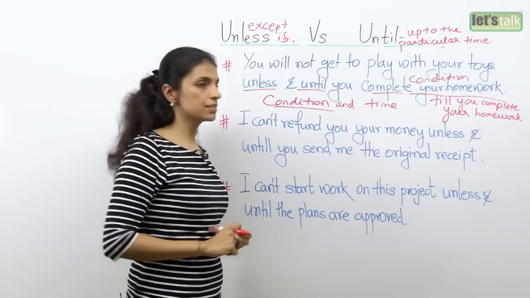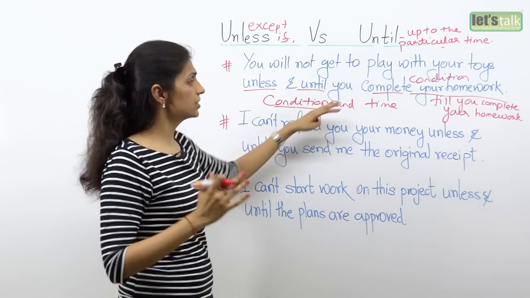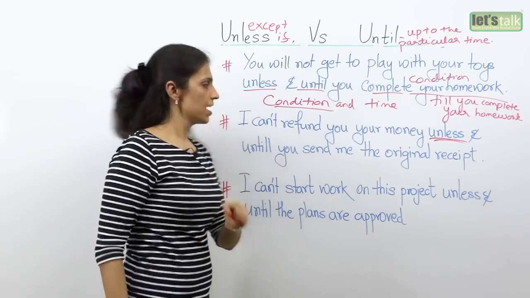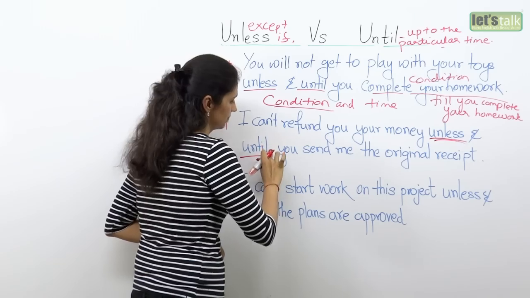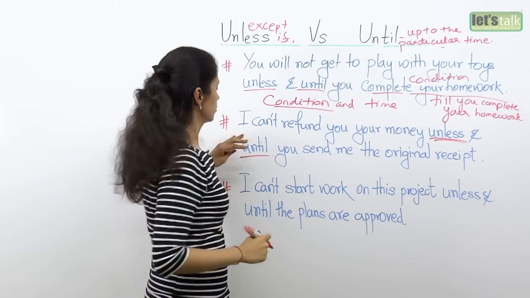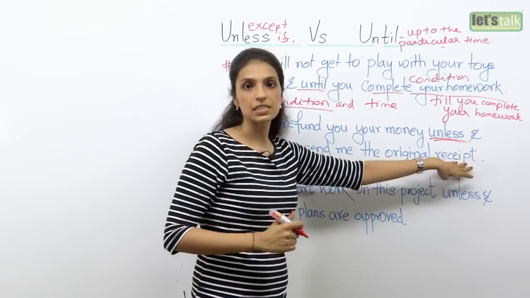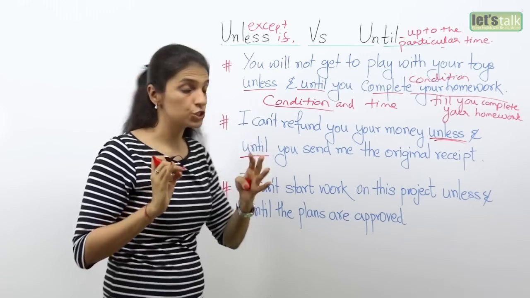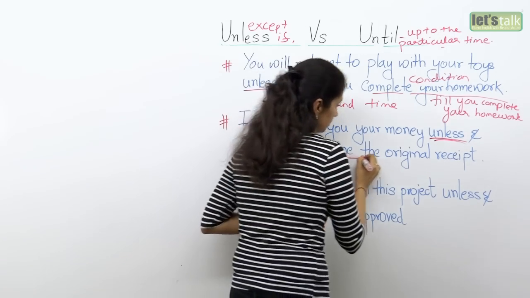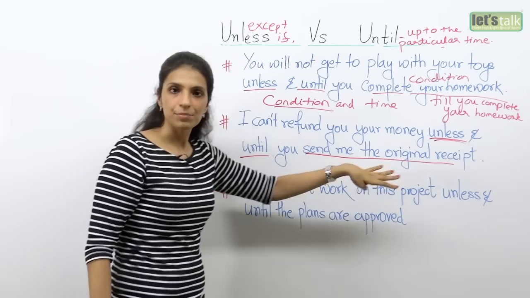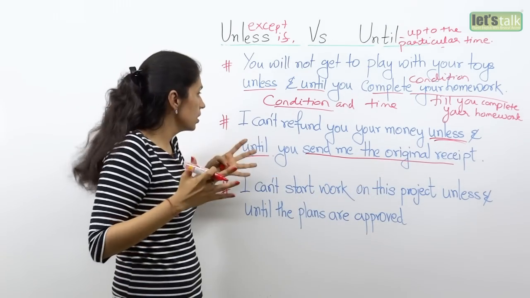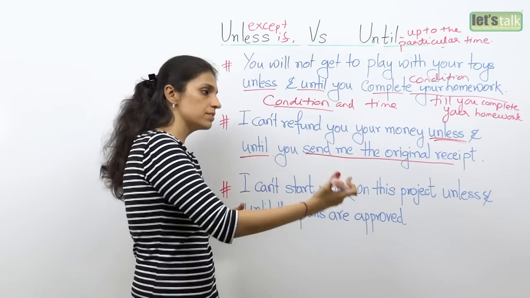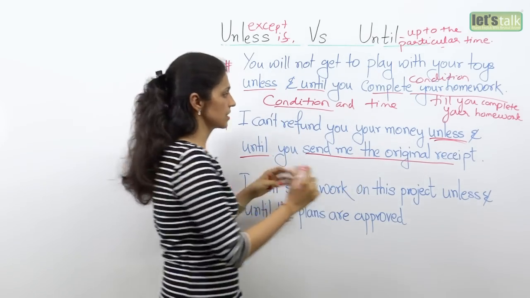Okay. Another sentence for you here. I can't refund you your money unless, so there is a condition, and until, there is a time, so until you send me the original receipt. Now remember, both the things are involved. What is the condition? The precondition: send me the receipt. If you don't send me the original receipt, I surely can't refund you your money. So that's a condition you put. You give me the receipt, I give you the money.